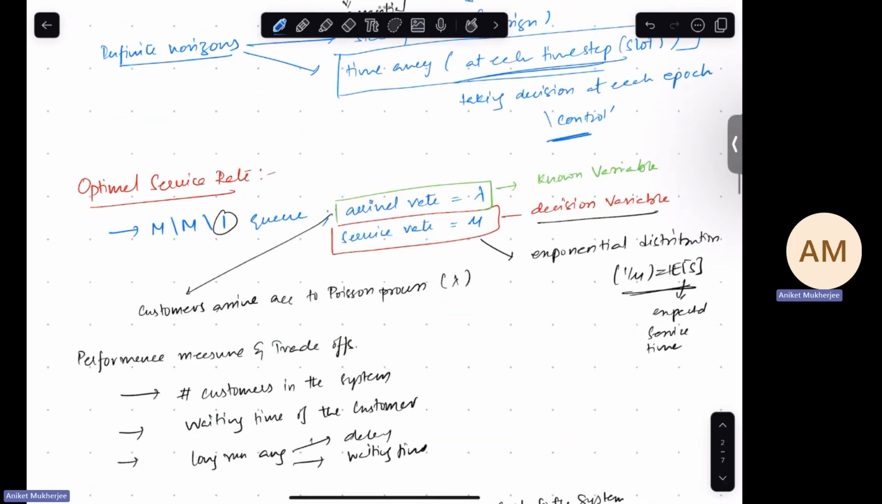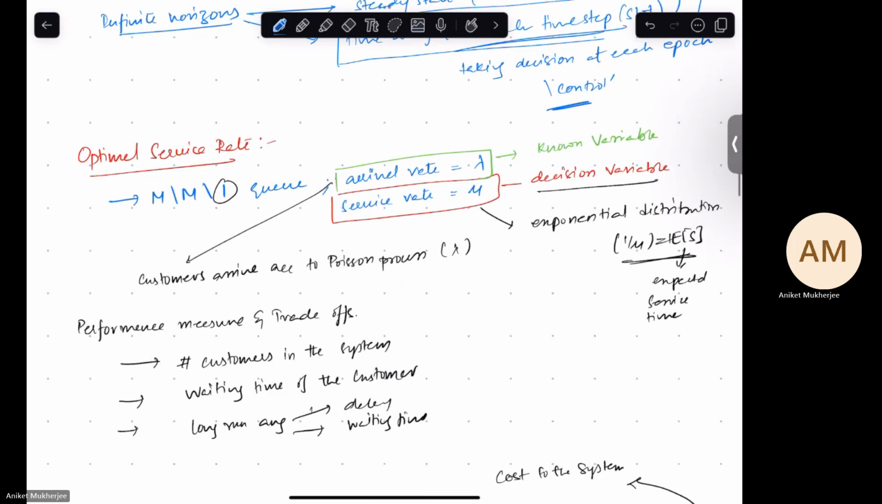So first we look into the optimal service rate. The arrival rate is the rate at which customers or jobs arrive to your queue. That is known.